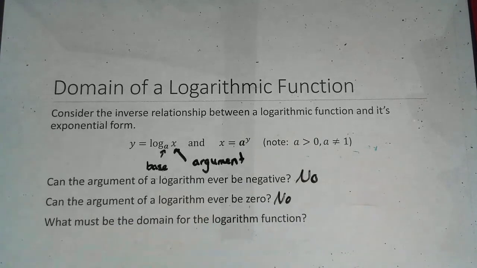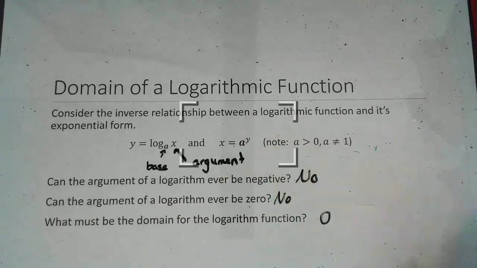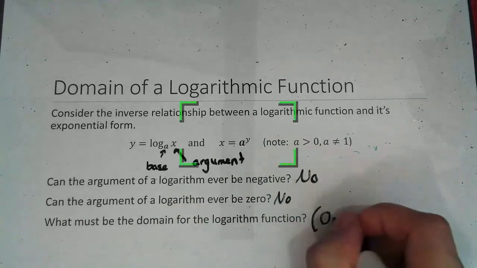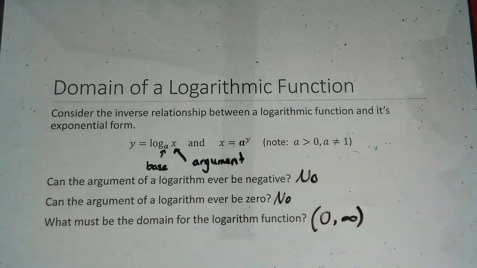So we want to know, what must the domain be? What values of x are allowed? Well, we can get really, really close to 0, so we use 0 with parentheses, and we can have all positive numbers. So the domain is going to be 0 to infinity. We can plug in any positive number as an argument.